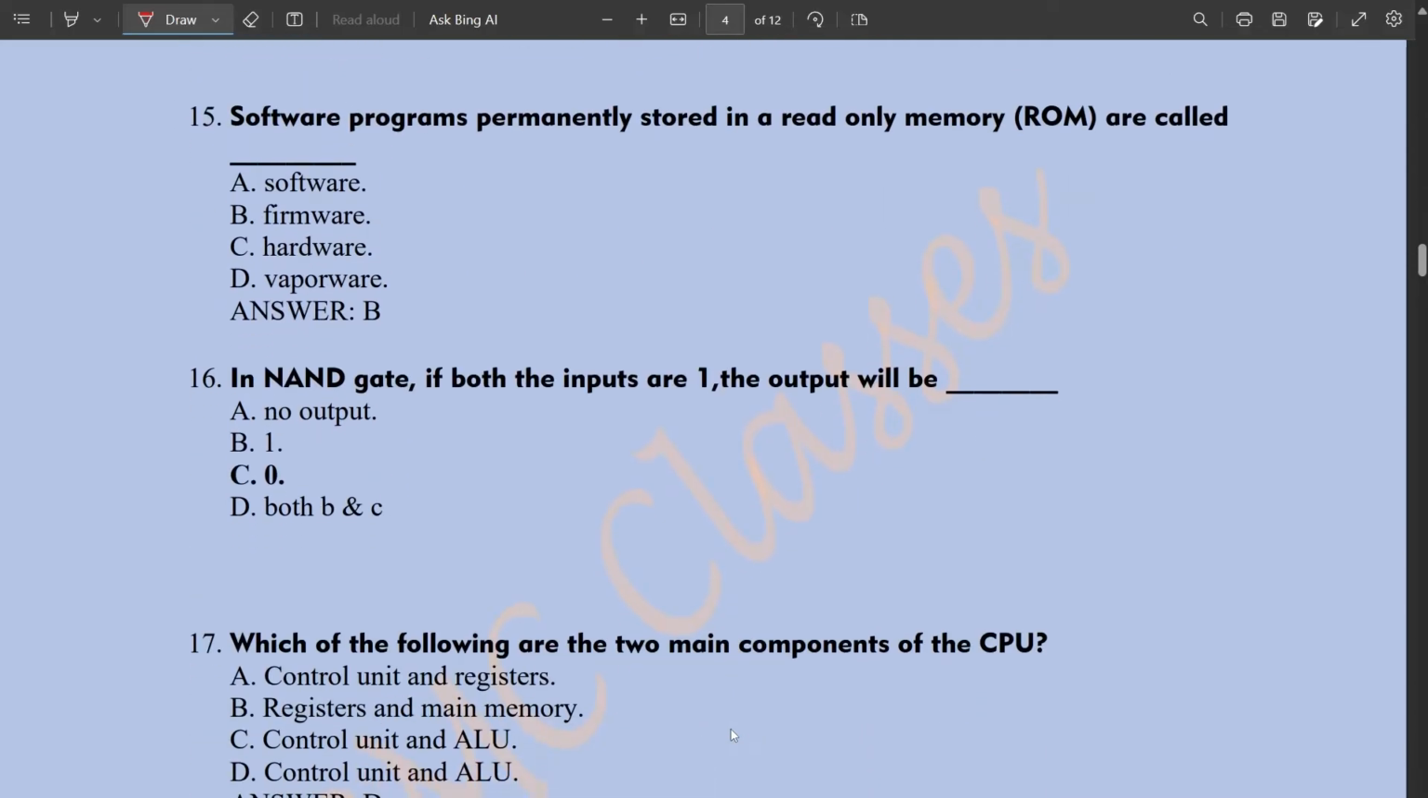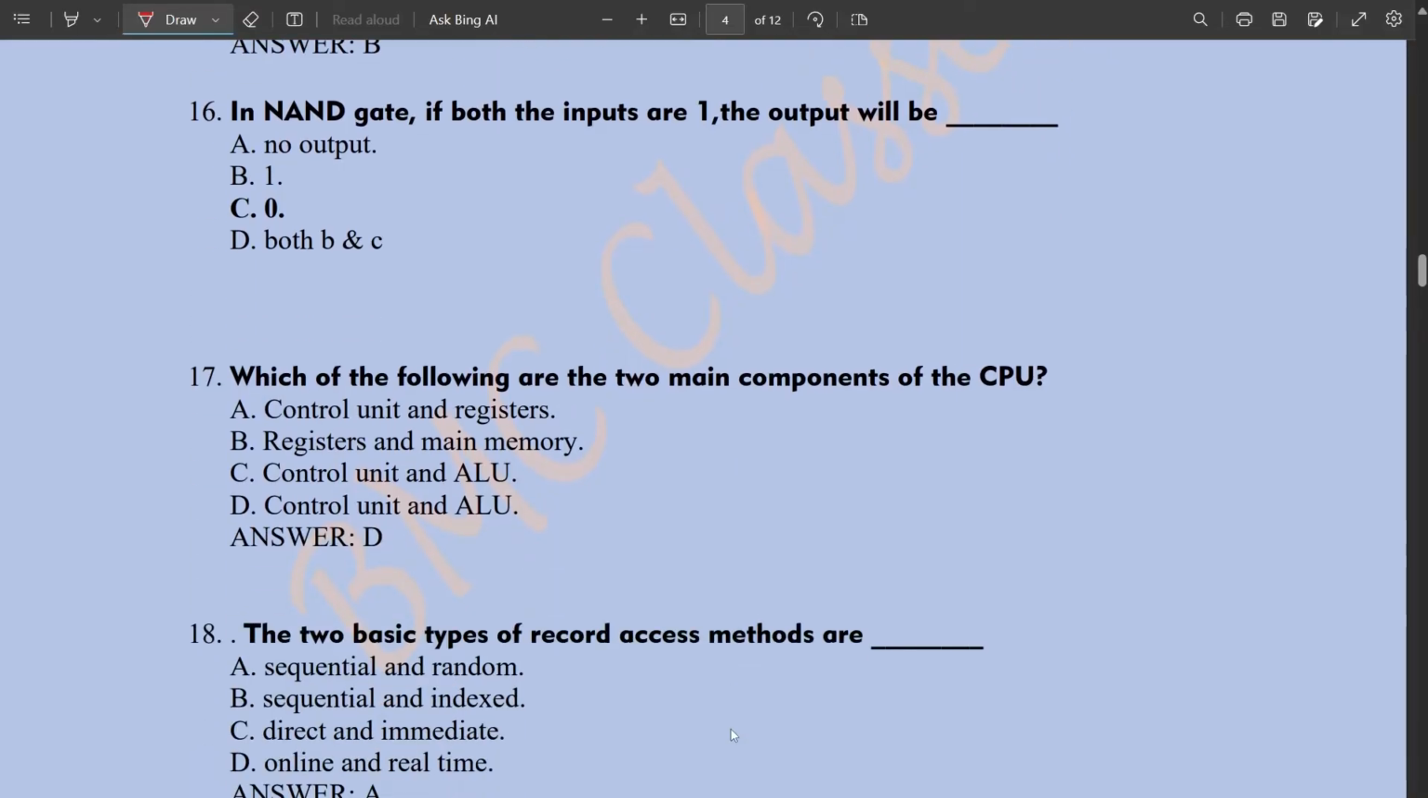Next, software programs permanently stored in a read-only memory, ROM, are called what? Firmware. This is an important question. Next, in a NAND gate, if both inputs are 1, meaning x equals y equals 1, the output will be 0.